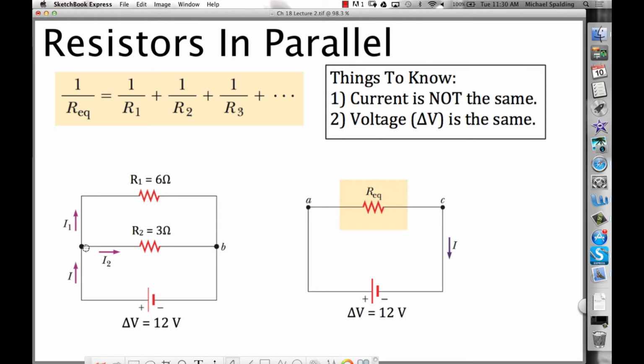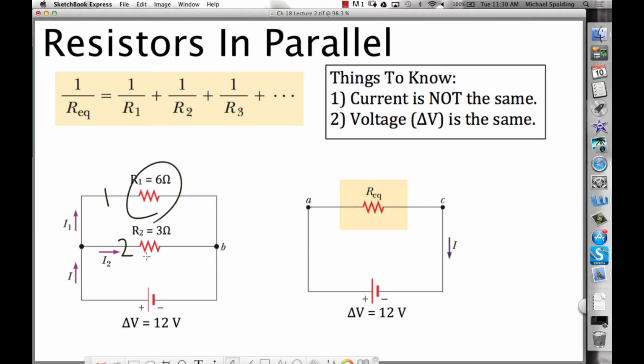Which path has higher resistance? We'll call the top path path 1. We'll call the bottom path path 2. Which path has more resistance? Path 1. So which path is going to get more current? Path 2. The path of smaller resistance gets more current. Am I saying that the path of high resistance gets 0 current? No. It just gets less.